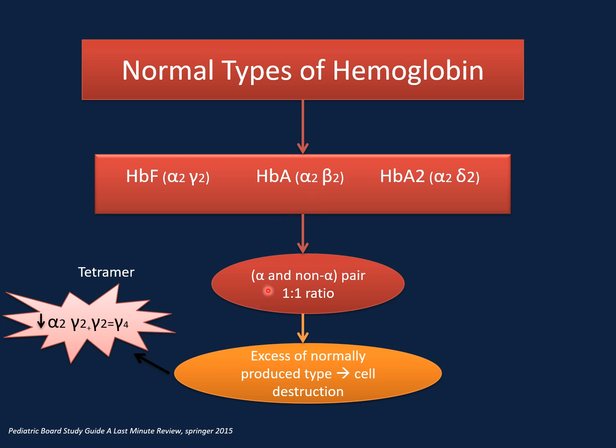So again, you have to have the alpha to non-alpha pair in a 1 to 1 ratio. Excess of the normally produced type will cause cell destruction. This is how thalassemia develops, and this is the meaning of the word tetramer. Tetramer means gamma 2, for example, plus gamma 2 will give you gamma 4. This tetramer is an abnormal globin, and this abnormal globin will cause destruction and will give you another hemoglobin. Instead of hemoglobin F, it will be hemoglobin Bart. This is the meaning of tetramer.